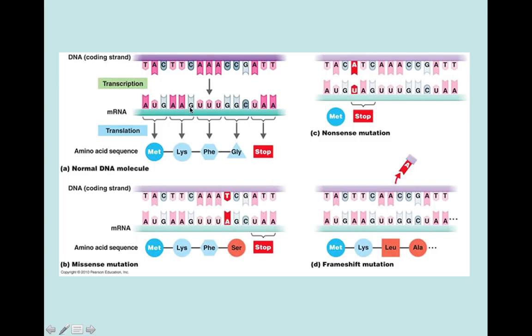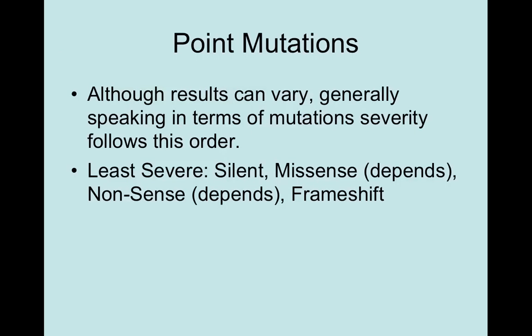So here's the idea. Here's our normal strand. This is what we want to produce: methionine, lysine, PHE, and glycine. As soon as we have a missense mutation, a missense means that you swap out one of the amino acids. A premature stop codon is what we call a nonsense. And if you insert a letter or delete a letter, it's called a frame shift. And those are our 4 main types of mutations.